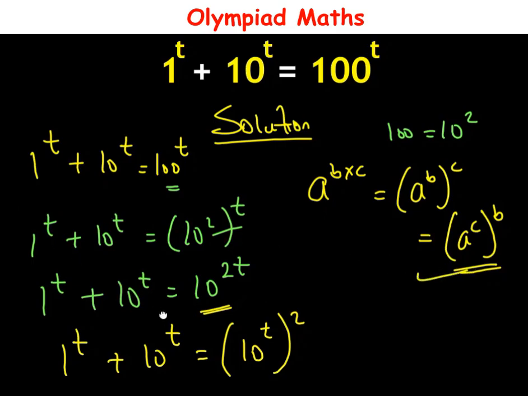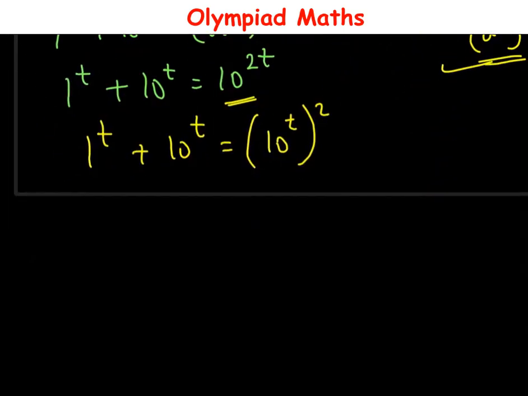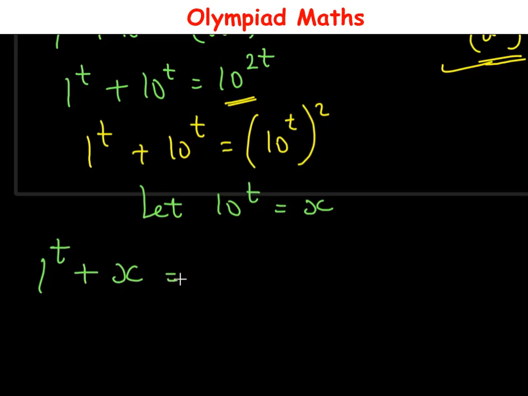So from here, the next thing for us to do is to say, okay, let 10 raised to power t equals x. That is, anywhere we see 10 power of t, we'll bring in x. So this becomes 1 raised to power t plus x is equal to, this becomes x, then all raised to power 2. So with this, looking at 1 raised to power t.